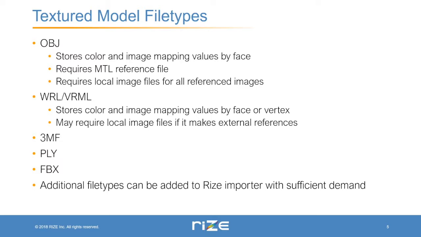There are a few other file types that are seen less often. Those are 3MF, PLY, and FBX. Each of these files, including the OBJ and WRL files, have sort of their own niches that they're most often used for. So depending on the type of industry you're working in, you may see one more than others.